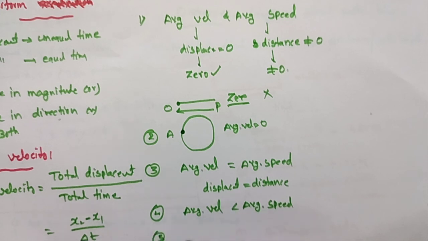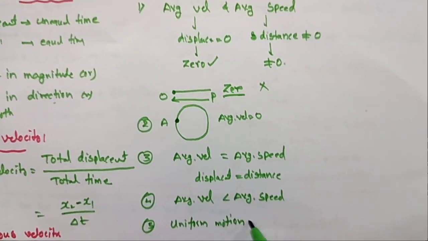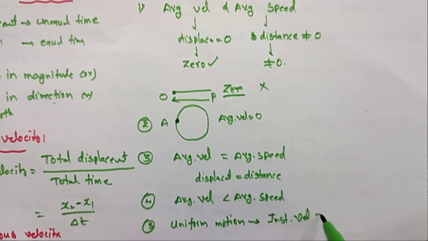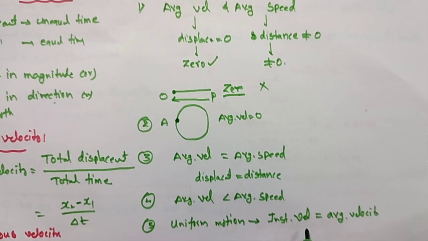And the fifth one: in uniform motion, the instantaneous velocity of the body is equal to the average velocity.